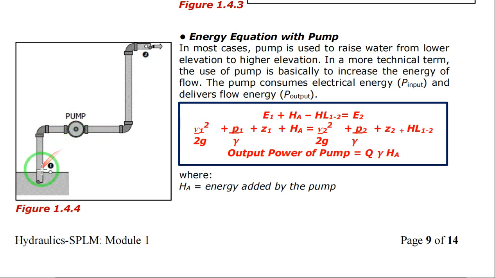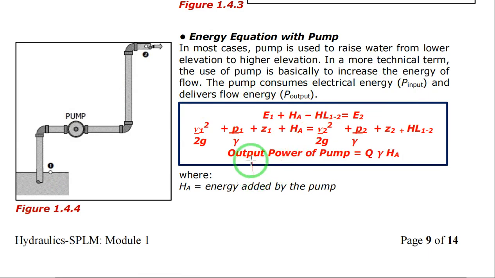So para makasaka from point 1, let's say this is your point 1, and then gusto nimo nga moabot sa point 2, and then just by simply using the pressure, dili makasaka siya dito sa ibabaw. So you have to add a pump in order to increase the energy of flow para maabot siya dito sa point 2, and then adto na nimo siya i-distribute. Okay? The pump consumes electrical energy, so that is P input, and delivers flow energy P output.